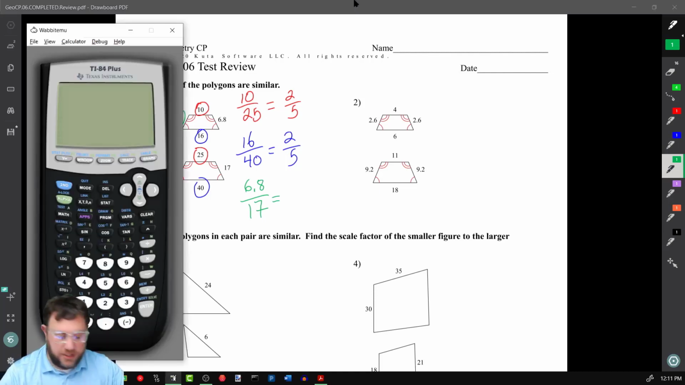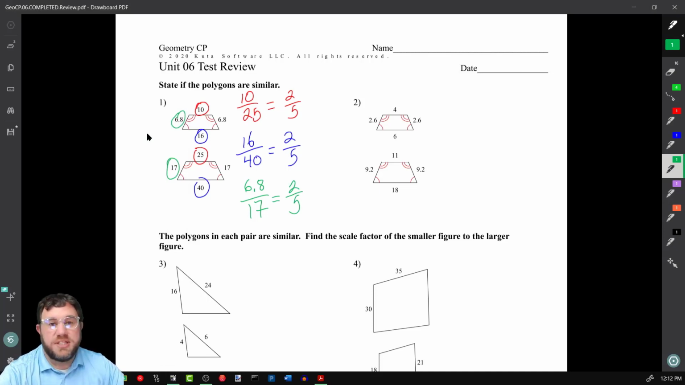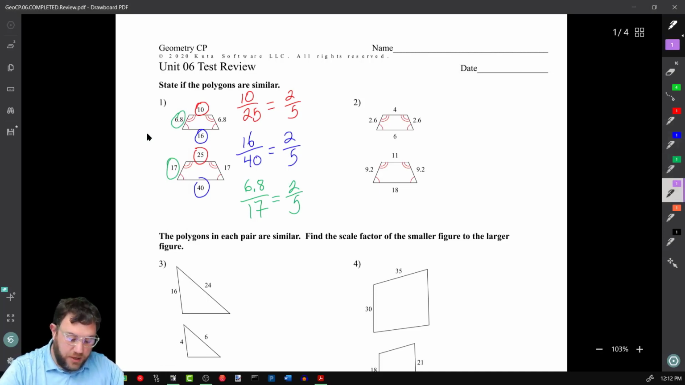So let me pull up the calculator just to remind you how to do stuff like this. For fractions, you want to do top divided by bottom. So 6.8 divided by 17. And you can go ahead and click enter and get a decimal. You don't have to. The thing to change it to a fraction is on the math menu. So click math, and this first option is change to a fraction. So math, enter, enter, and you can see this also gives us 2/5. So our angles were congruent, our sides are all proportional, and so we know that yes, these are similar.